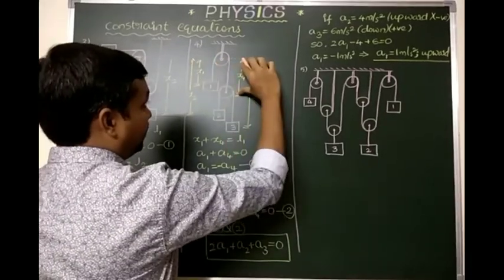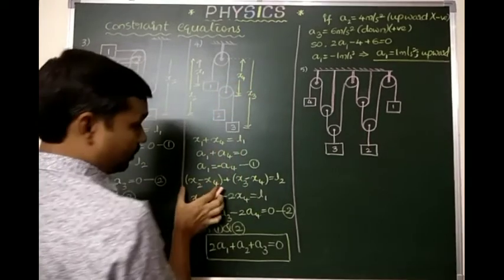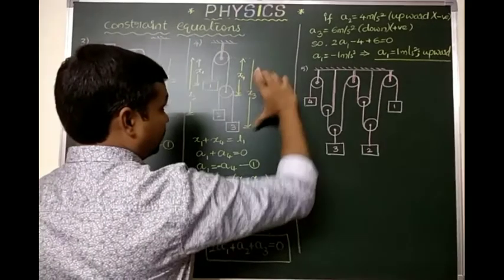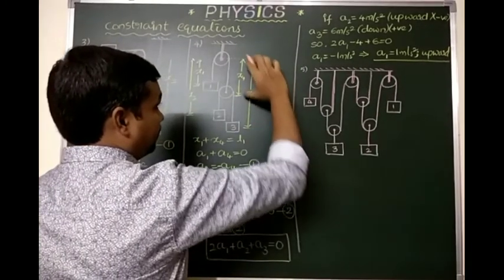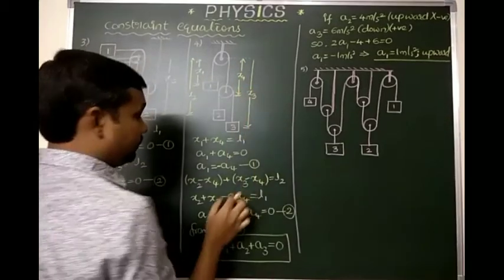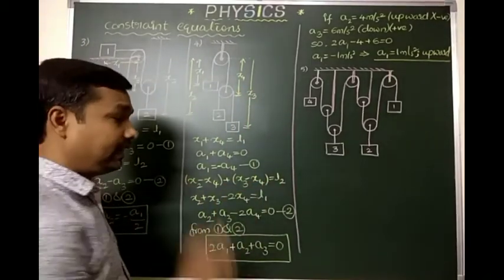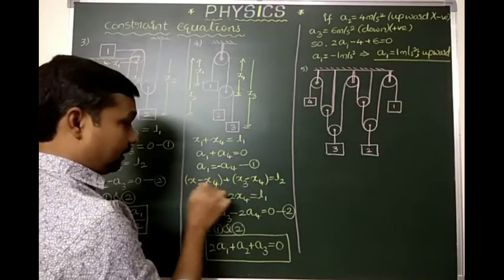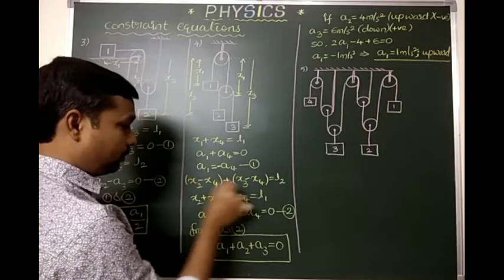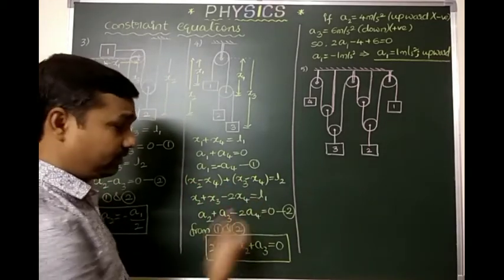x2 minus x4. So we'll get the length of this. So we got x2 minus x4. And coming to the second length, x3, the total length, minus this, we'll get the length of this. So we'll get x3 minus x4 equals L2, the second length. Here x4 is there 2 times, so we'll get x2 plus x3 minus 2x4. This is the second length string we got.